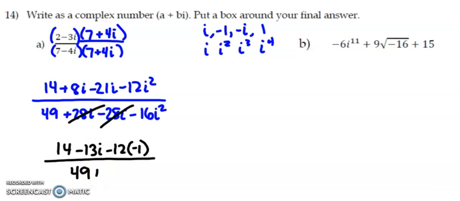49 minus, come on. Okay. Struggling with technology today.